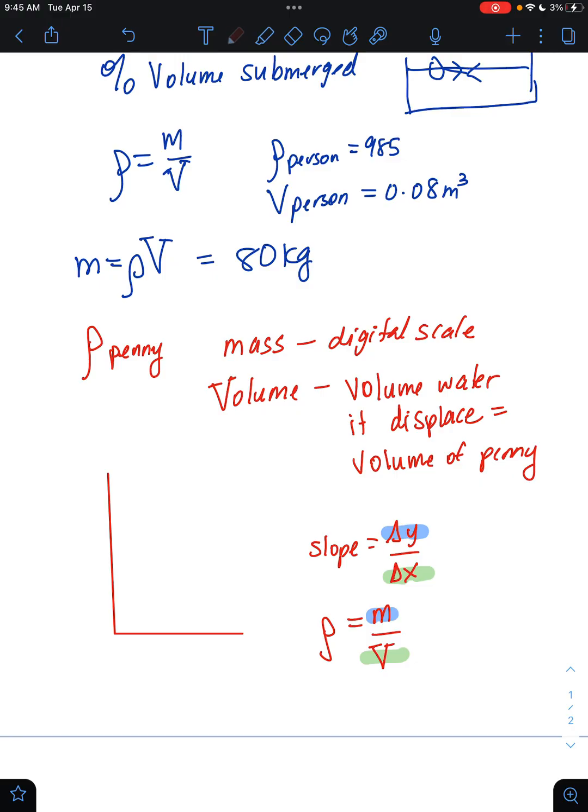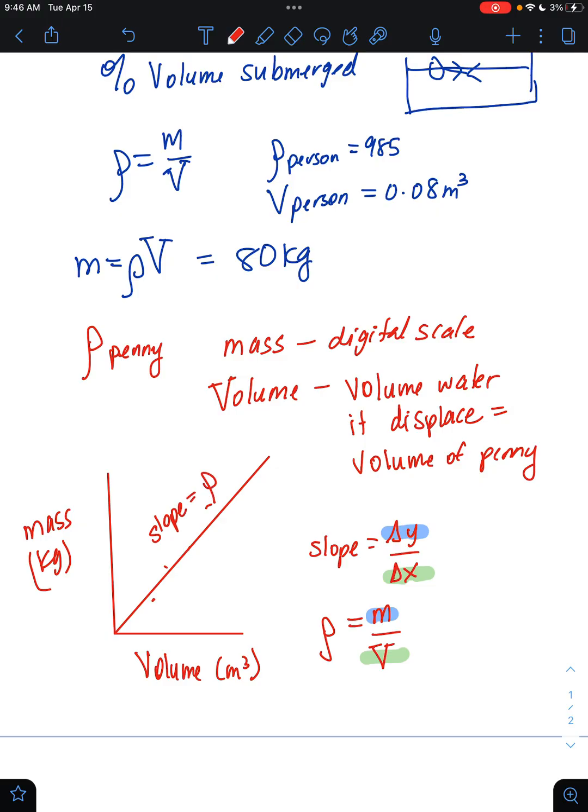And so if you plotted all of your different masses in kilograms and your different volumes in cubic meters, that's a good way of getting rid of some of the error, where you would just draw this best fit line, and the slope of this best fit line would be equal to your density of the penny.